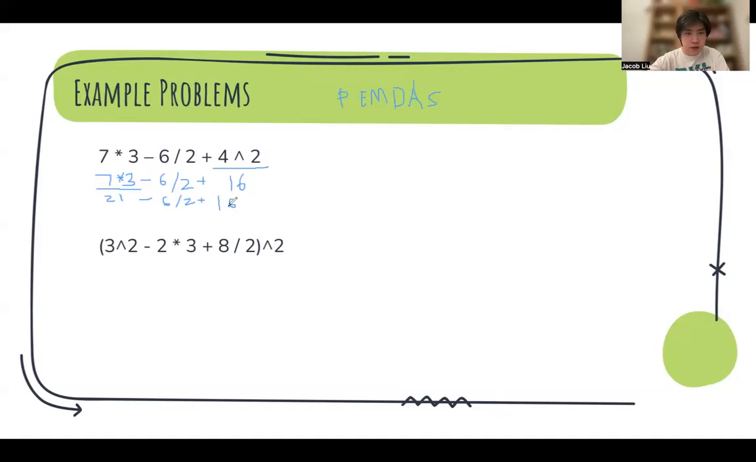Is there any more multiplication and division? Yes, there is, right here. And then we'll go over here now. So 21 minus 3 plus 16, right? So addition and subtraction from left to right. This equals 34. 34 is our final answer.